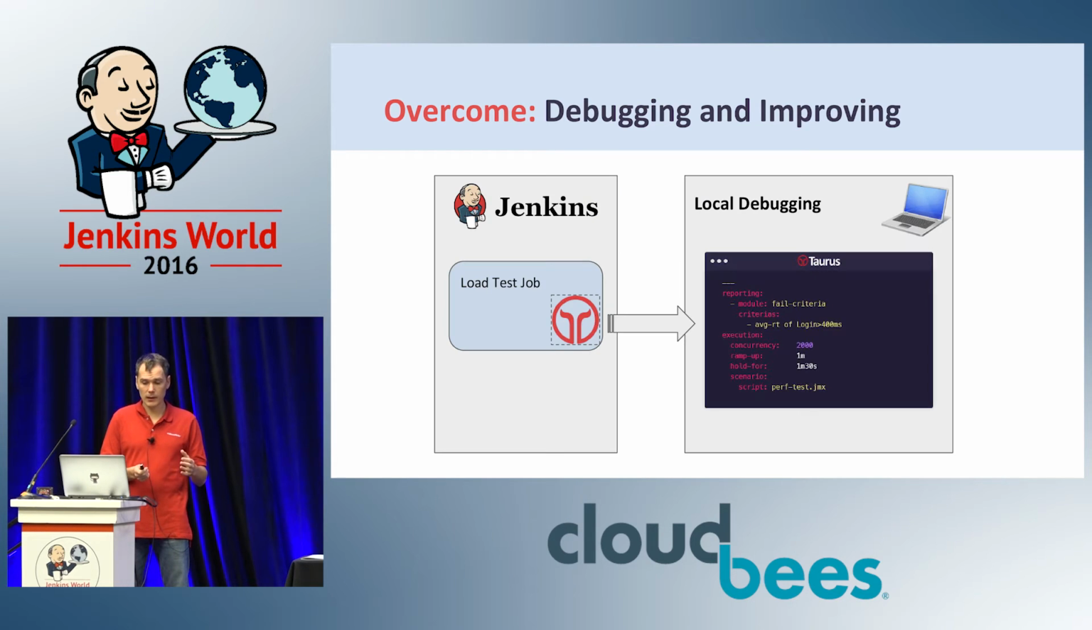Just take the debugging out of Jenkins when it failed, have it as Taurus configuration, take it out of Jenkins, debug it locally, and then commit it back into the repository, and you will not spoil the history of results in Jenkins, because you will do all the failures on your local machine. And this is the thing.